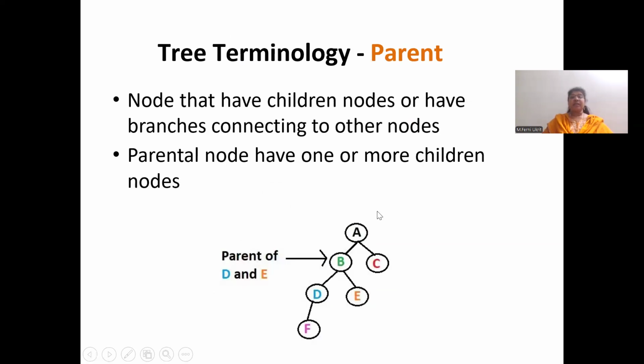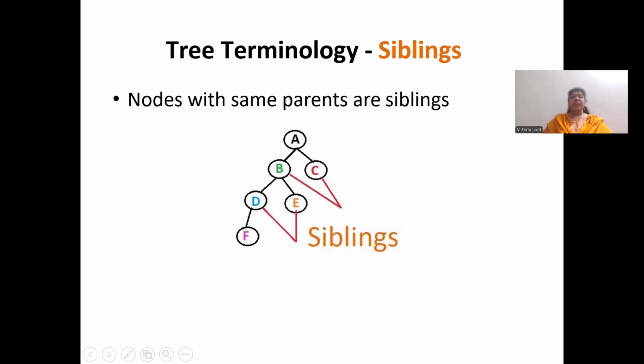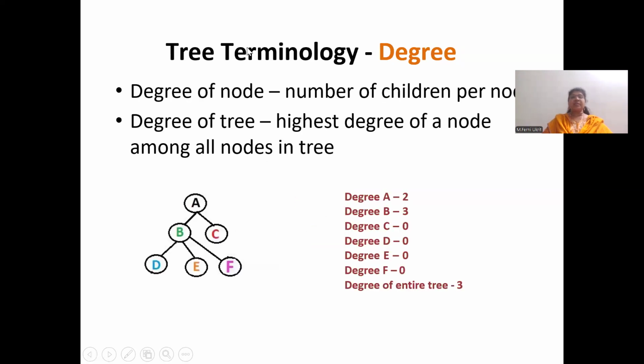And next is the parent. When I tell A is a root, A is a parent of B and C. Similarly, B is the parent of D and E. Then the child: B and C are the children of A, and D and E are the children of B. And then siblings. Siblings are nodes with the same parent. B and C have the same parent A, so B and C will be siblings. Similarly, D and E will be siblings.